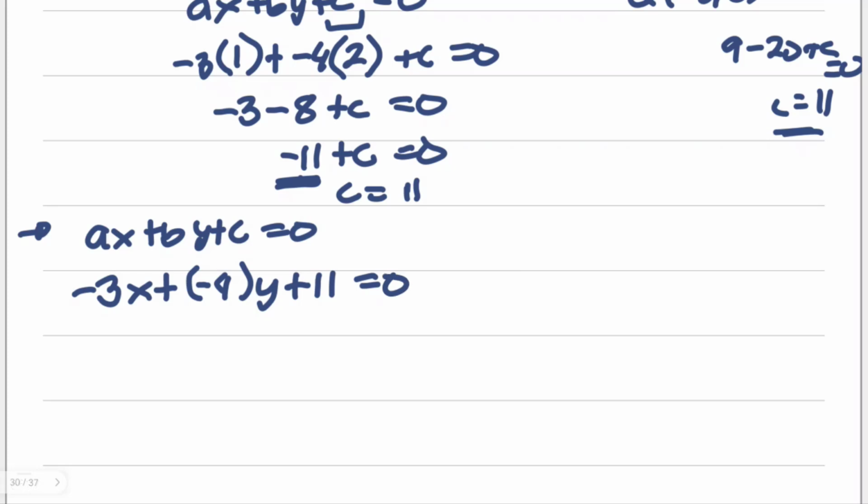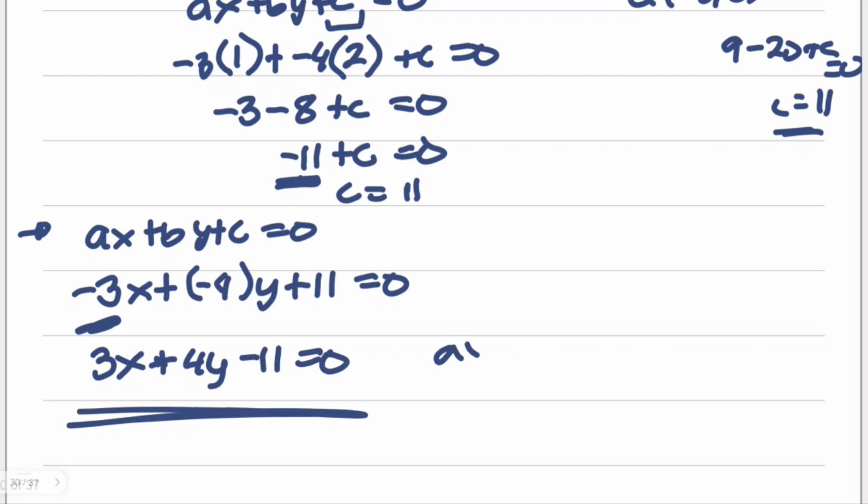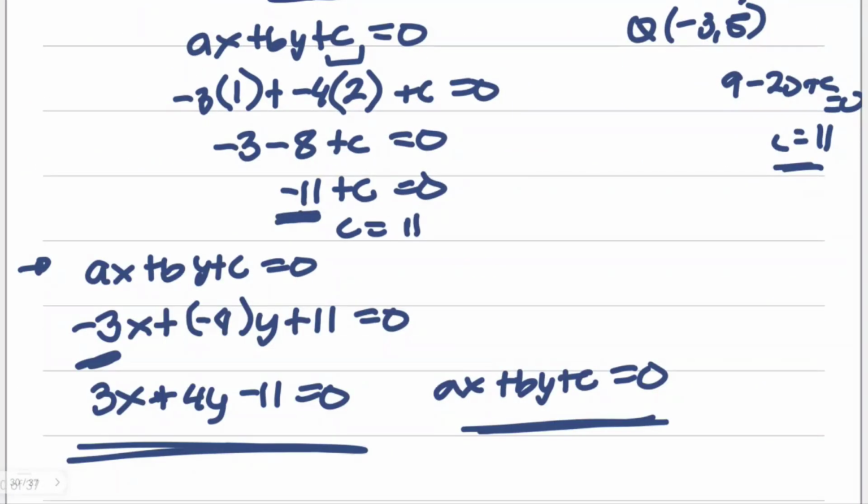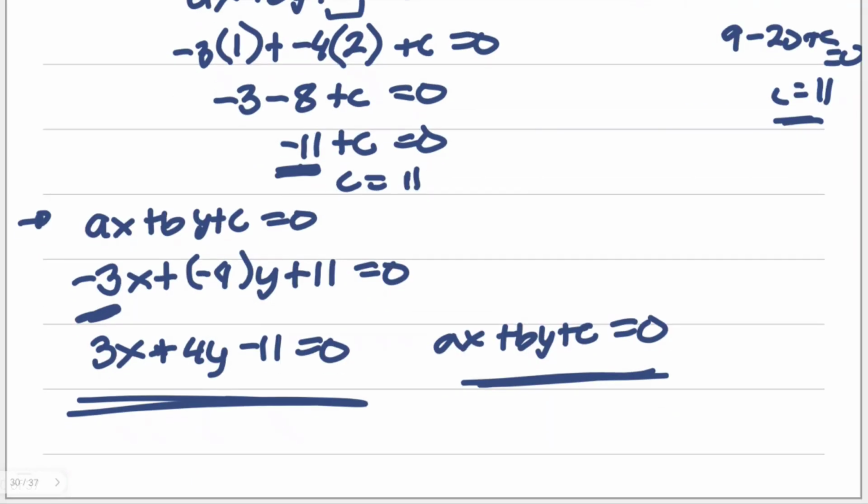If you would like to come up with a positive leading coefficient as we usually do, we will multiply everything by negative 1. So you will have 3x positive now, positive 4y now, and our 11 will become minus 11 equal to 0. So this is the form Ax + By + C = 0 for the given points P (1, 2) and Q (negative 3, 5) using vectors. But this is again if you are restricted to using vectors before identifying this.